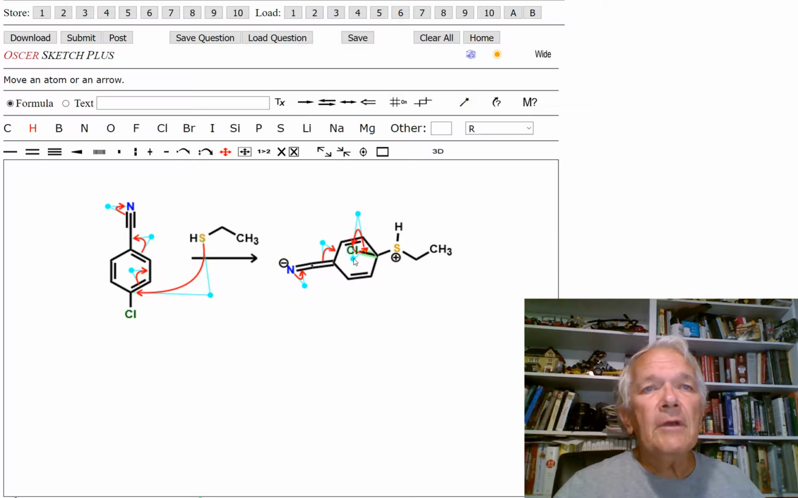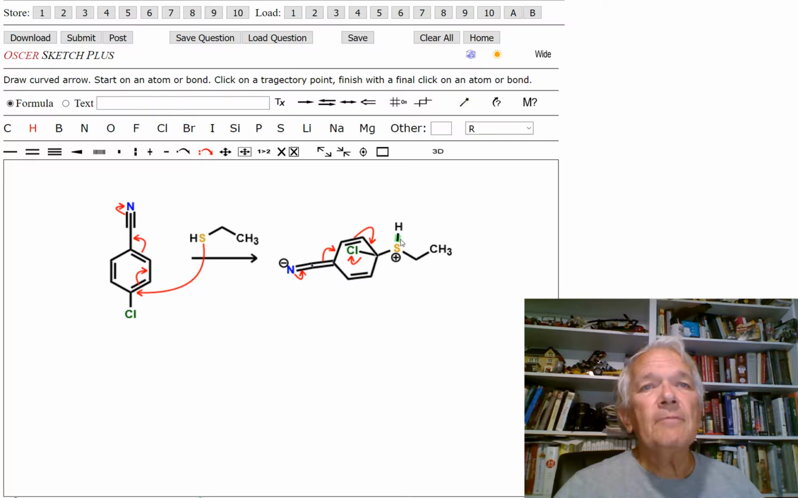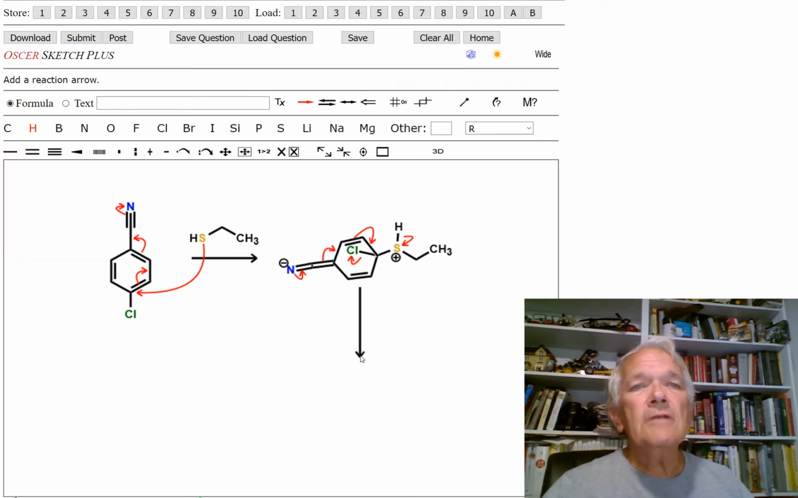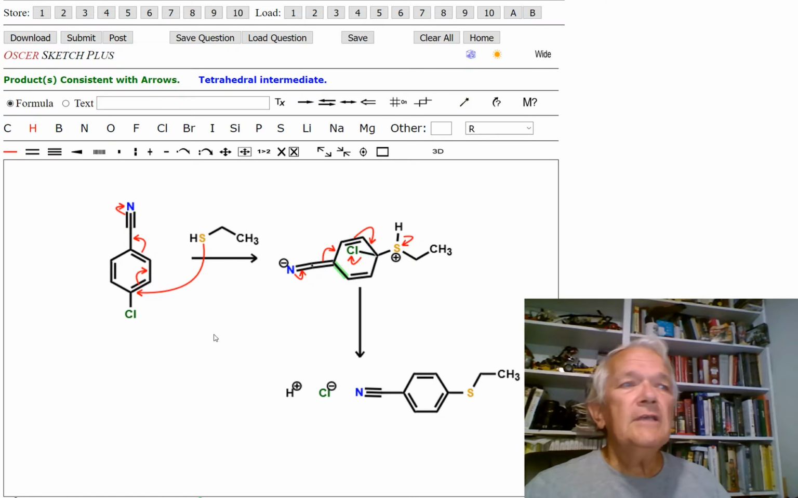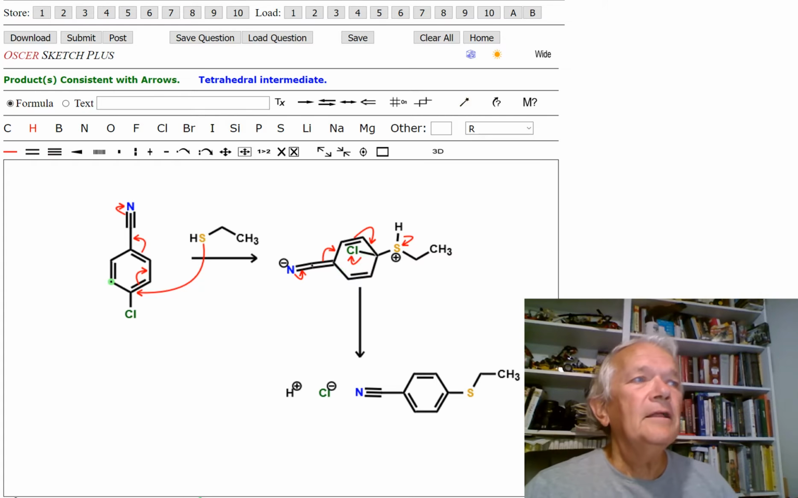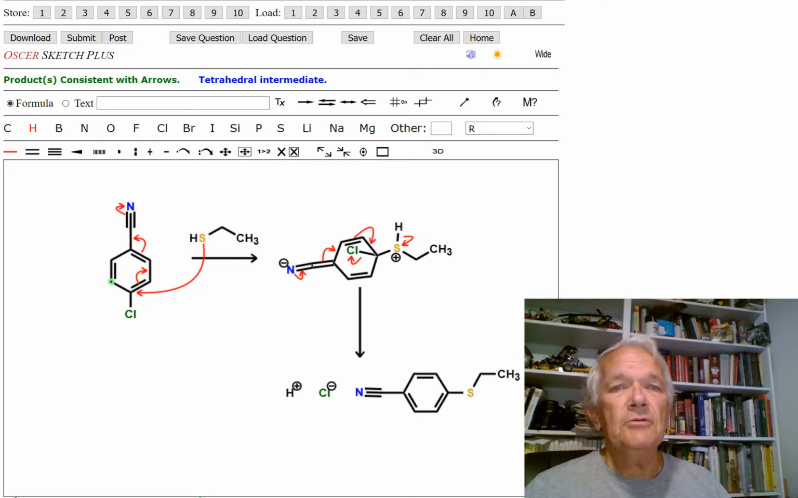I don't want to do that. I want to do this. Okay, here's a better set of arrows. And of course, at some point, we've got to kick out that hydrogen. I'll just do it in the same step. So this is our substitution product now, and this is going to be called nucleophilic aromatic substitution.